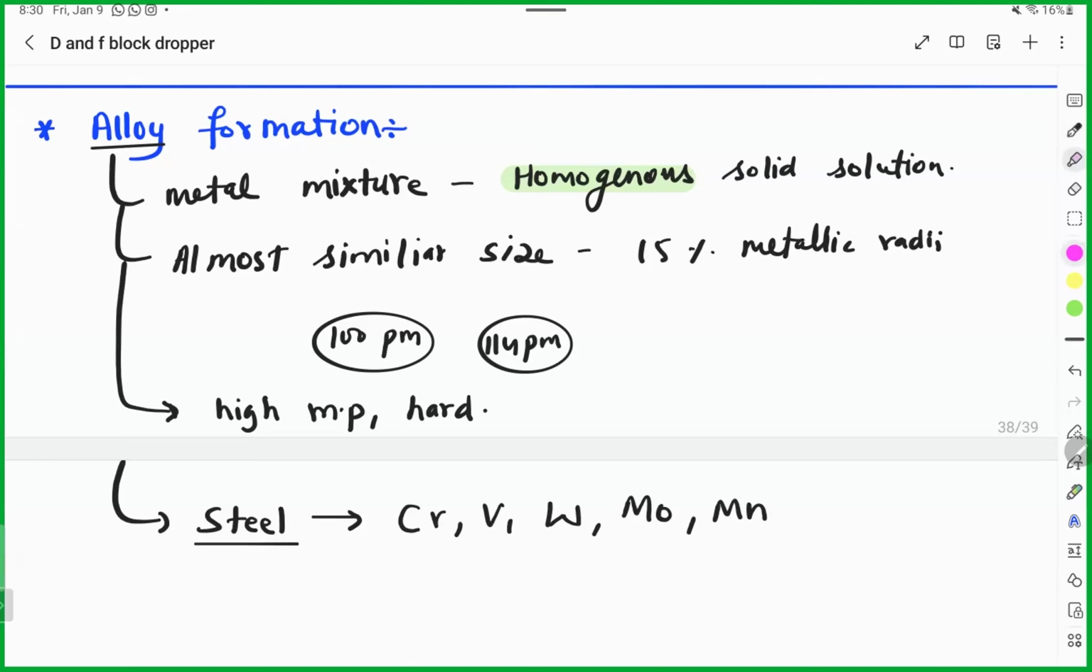Jordan, are you there? Sarah, why only these elements? Not sure, sir. Pratigya, why only these elements? I don't know, sir. Chandana, why only these elements?